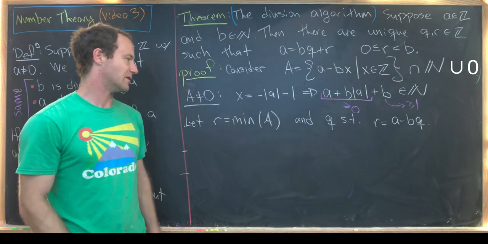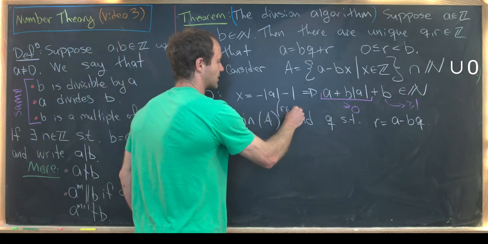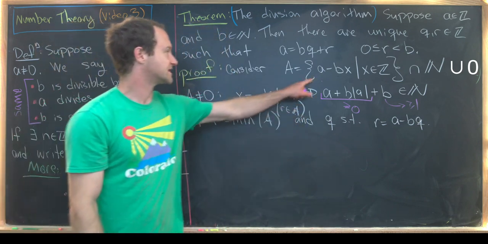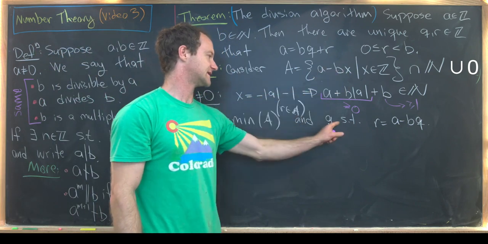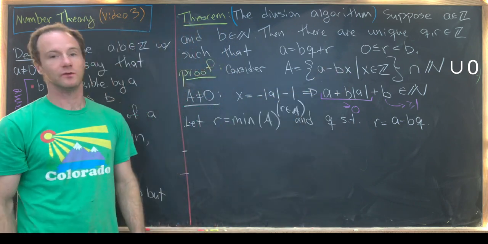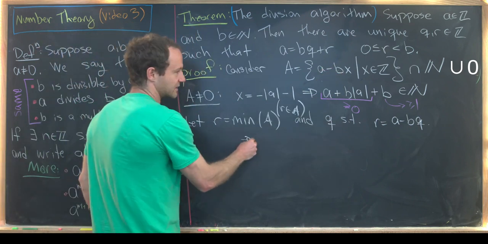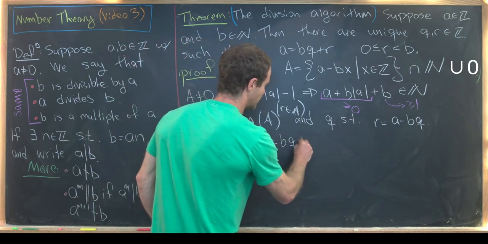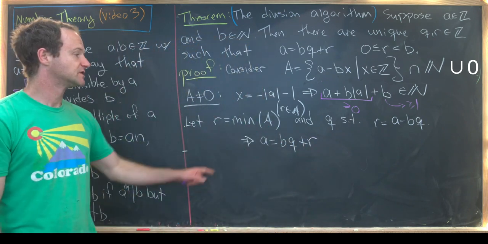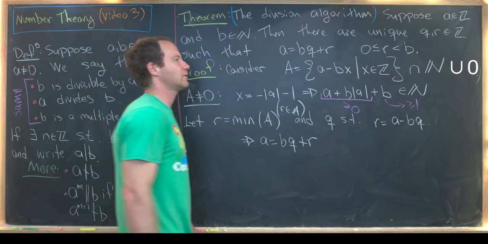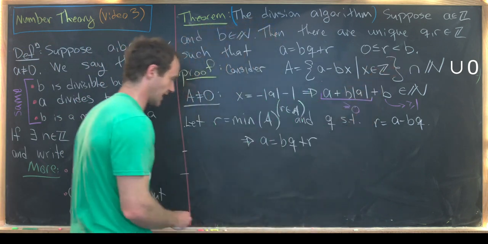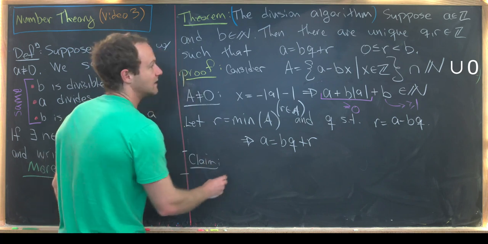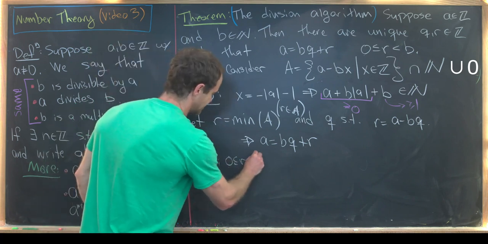So if R is the minimum of A, well, again, by the Archimedean principle, that means that R is in A, which means it's of this form. There is an x that makes this happen. We'll just call that x_Q. Okay, but now notice that that tells us that we have a is equal to bQ plus R. So that got a written in this form, and now we want to show that R lies between 0 and b. So let's maybe put that as a little subclaim. That is, R is between 0 and b.